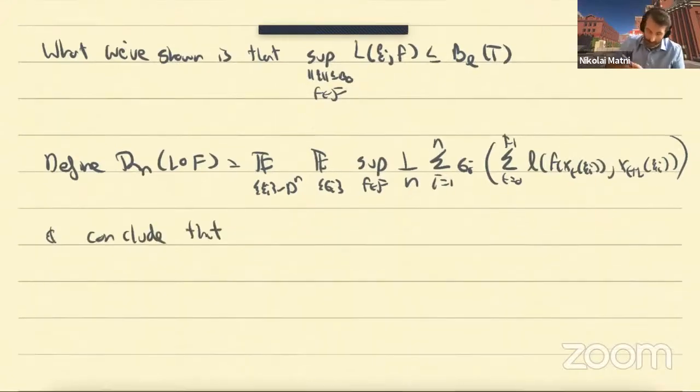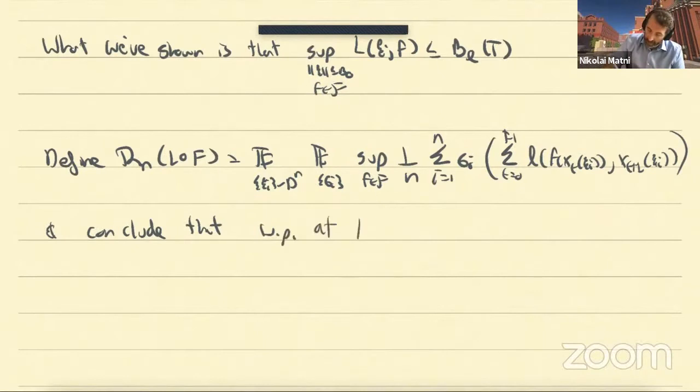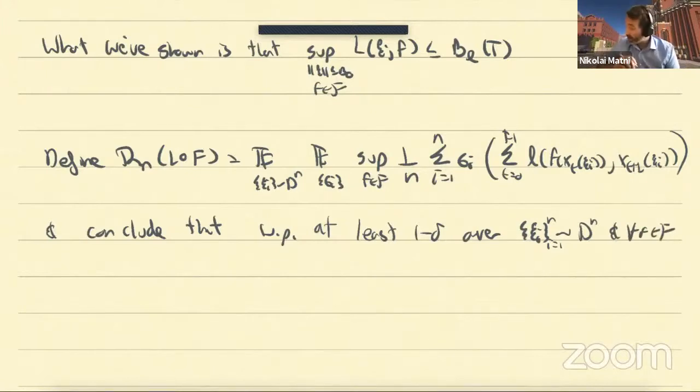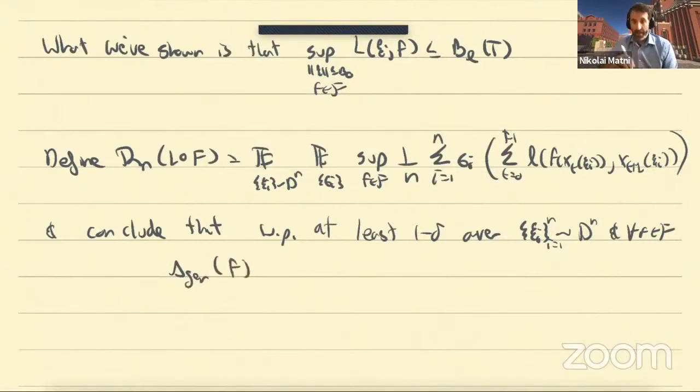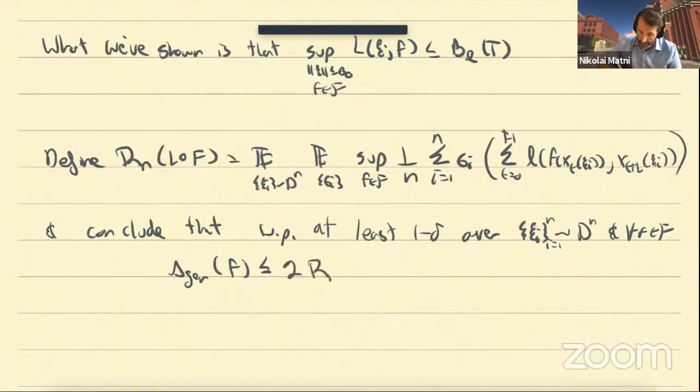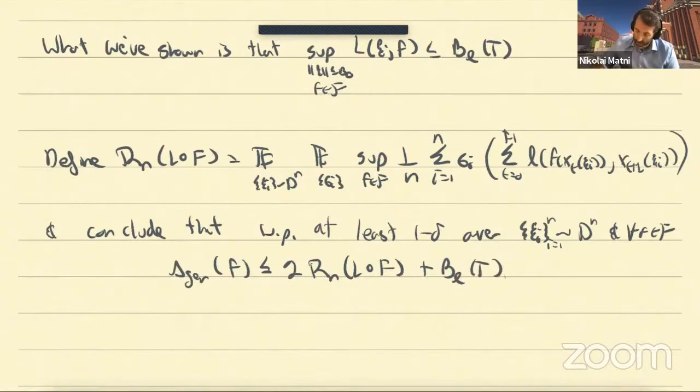Then we can conclude that with probability at least 1 minus delta over my initial conditions, and for all predictors in my function class F, which at this point we've only assumed are Lipschitz, I have that the generalization error, which I'm defining as the difference between the true population risk and the empirical risk, is less than or equal to 2 times this Rademacher complexity that we're going to have to fight with, plus this bound that depends on t, times the statistical rate term that we derived earlier.